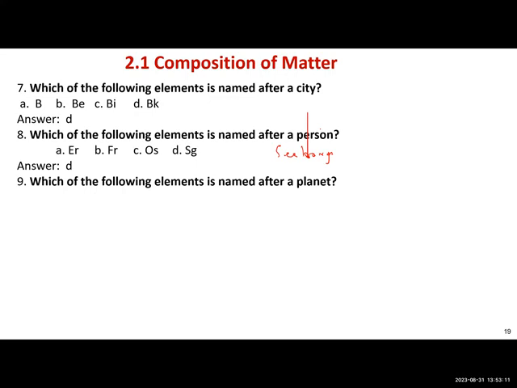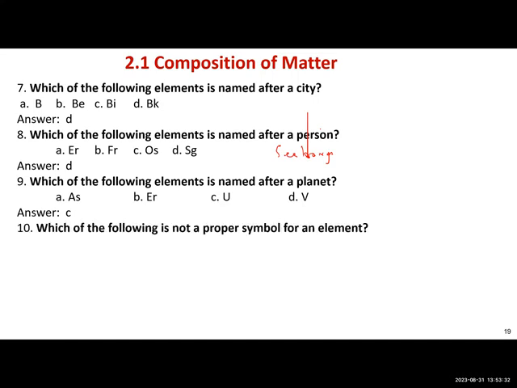Which of the following elements is named after a planet? Arsenic, europium, uranium is named for Uranus. Vanadium is not a planet. So answer is C.